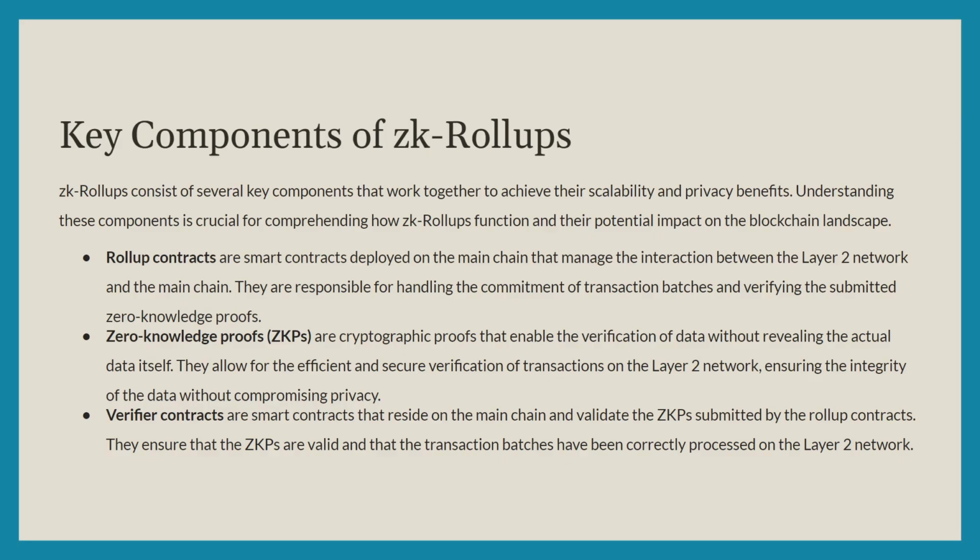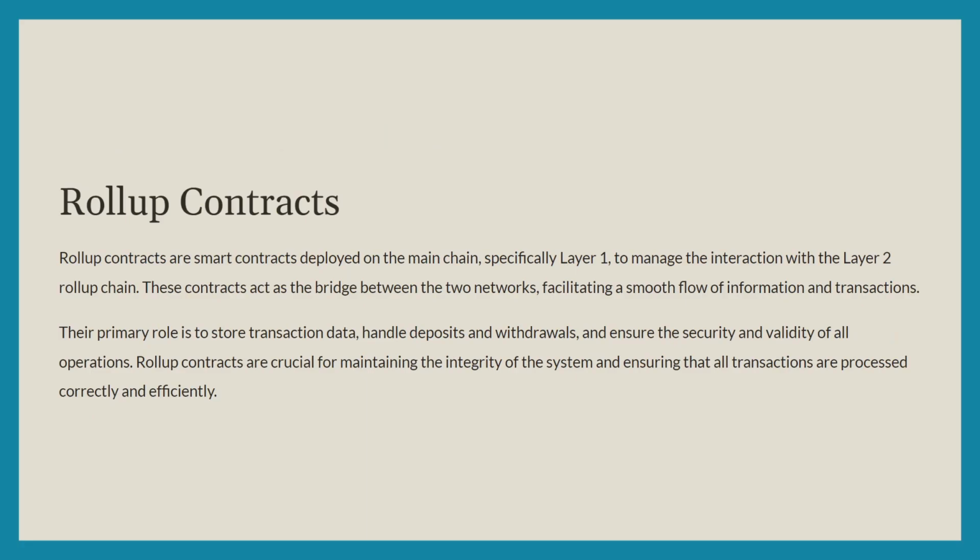Zero knowledge proofs are cryptographic proofs that enable the verification of data without revealing the actual data itself. They allow for the efficient and secure verification of transactions on the layer 2 network, ensuring the integrity of the data without compromising privacy. Verifier contracts are smart contracts that reside on the main chain and validate the ZKPs submitted by the rollup contracts. ZKPs are zero knowledge proofs. They ensure that the ZKPs are valid and that the transaction batches have been correctly processed on the layer 2 network.